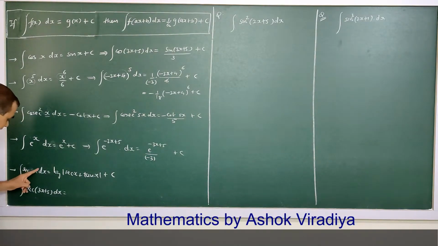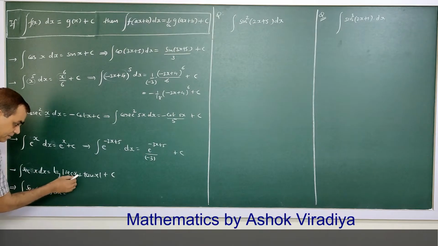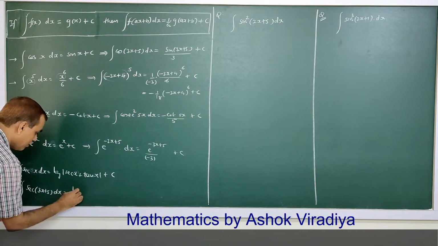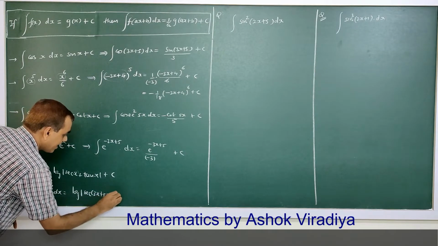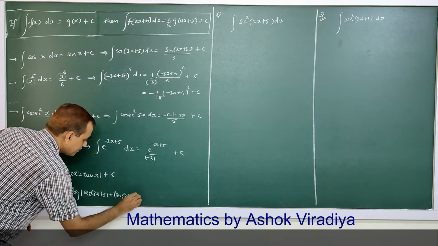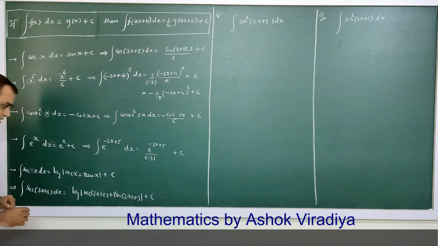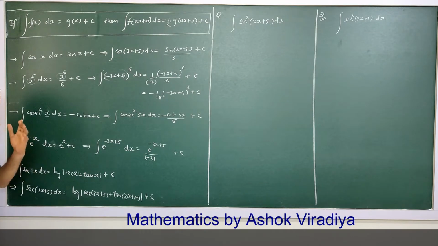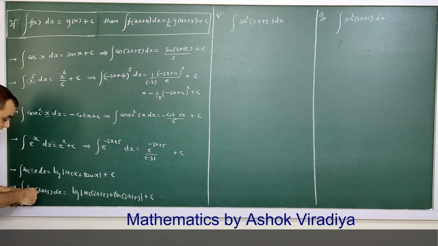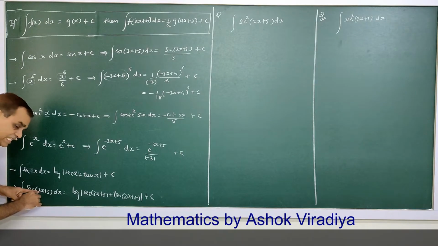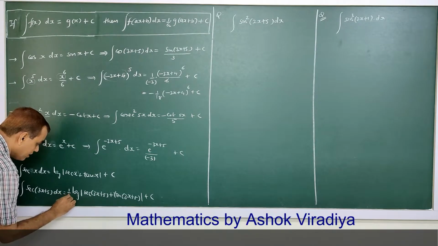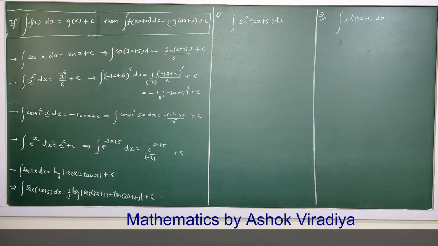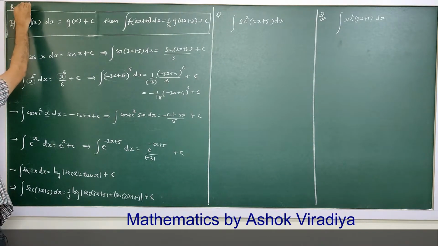So put here 3x plus 5. So we replace this number by 3x plus 5. So log of sec of 3x plus 5 plus tan of 3x plus 5 plus c. But the extra factor that we have to include is 1 by the coefficient of x. The coefficient of x is 3, so divide this by 3. So put here 1 upon 3. So remember this important rule of integration.